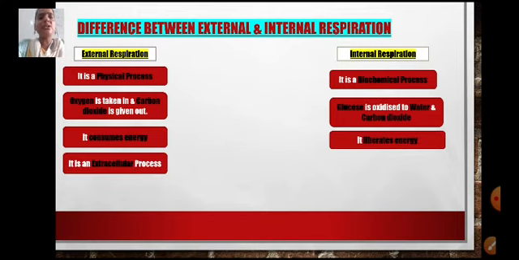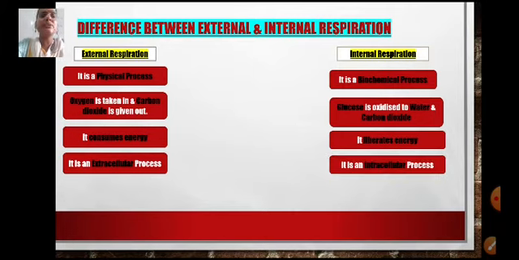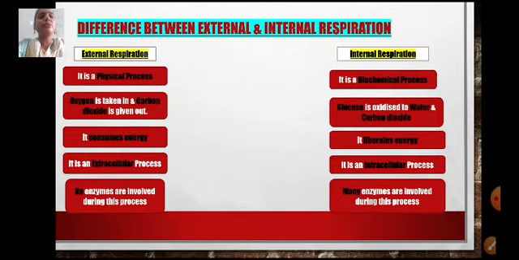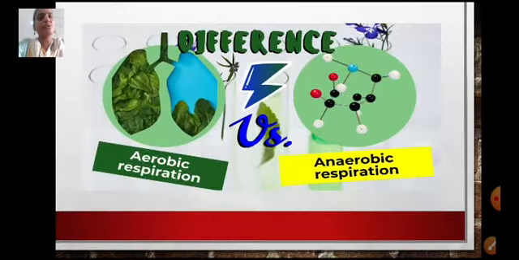External respiration takes place extracellularly, whereas internal respiration is an intracellular process, that is, it takes place in the cell. No enzymes are required during external respiration, whereas many enzymes are involved during the process of internal respiration. So these are the differences between internal and external respiration.